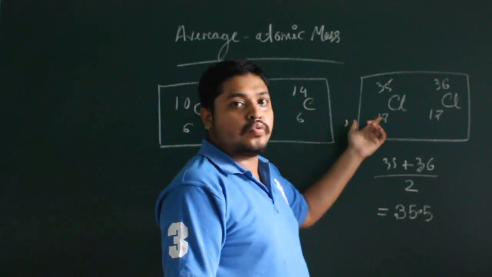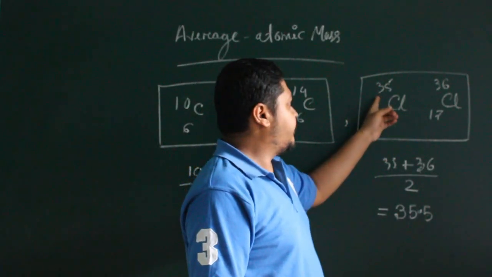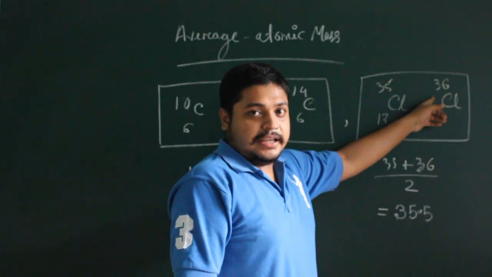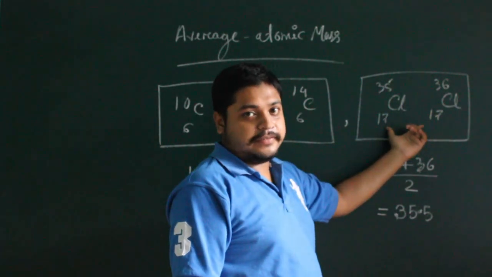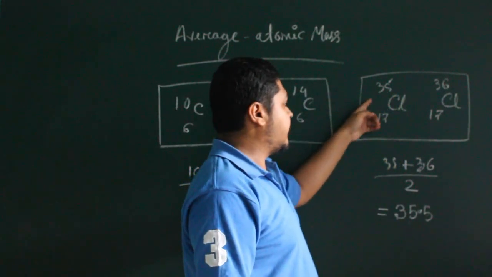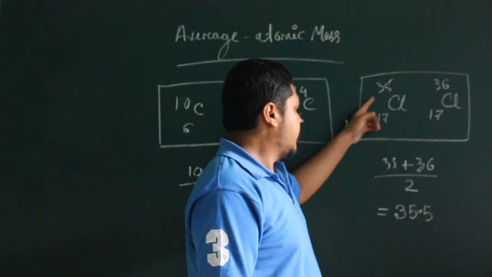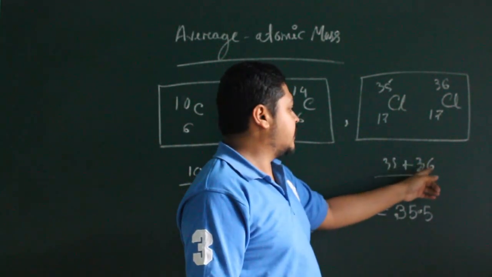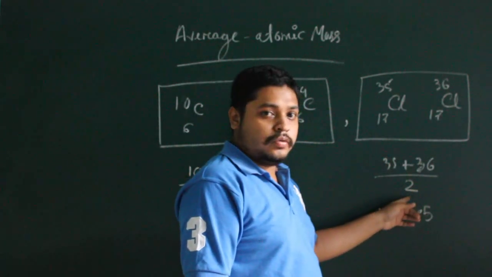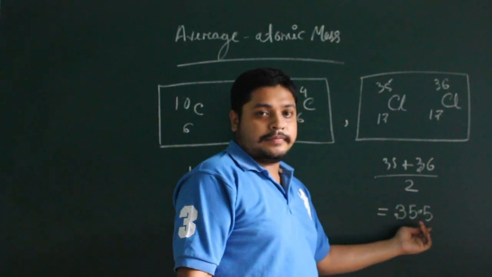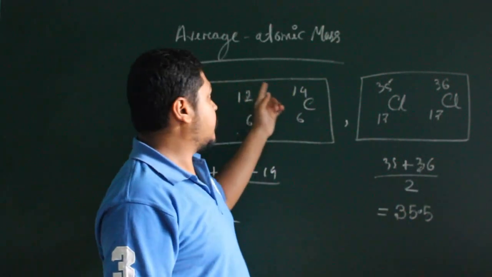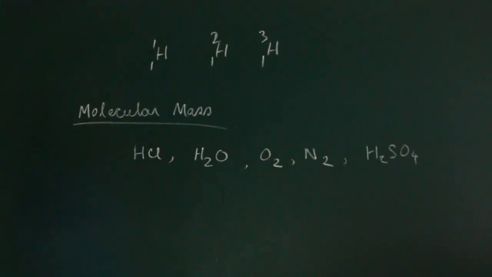Similarly, in the case of the chlorine atom, there are two atomic masses, 35 and 36, but their atomic number is the same, 17. So these are also isotopes. To calculate the average atomic mass of chlorine, the process is 35 plus 36 divided by 2, since there are two isotopes, which equals 35.5. So we take 35.5 as the average atomic mass of the chlorine atom.